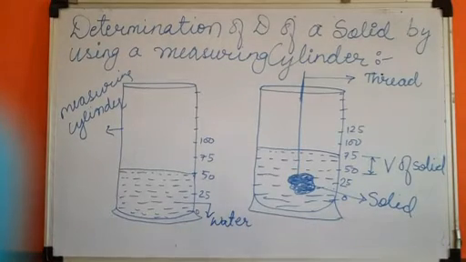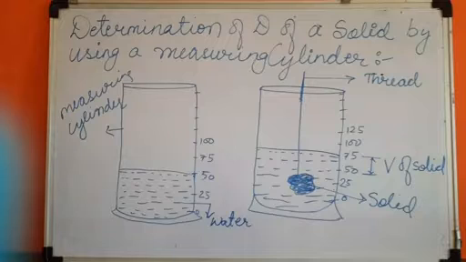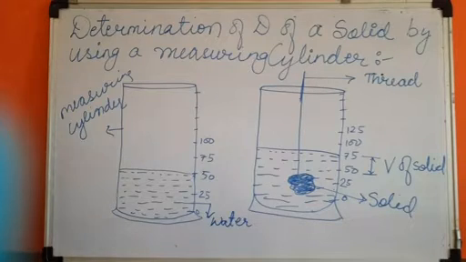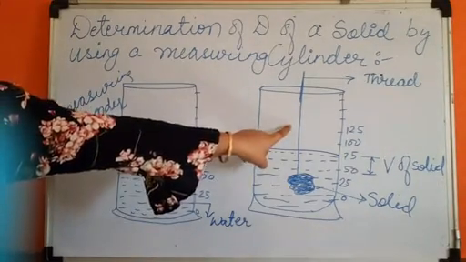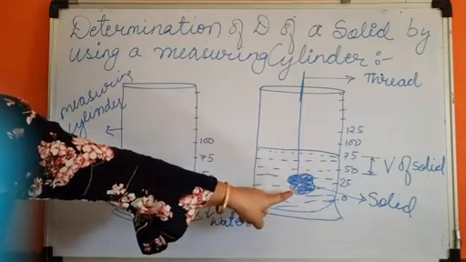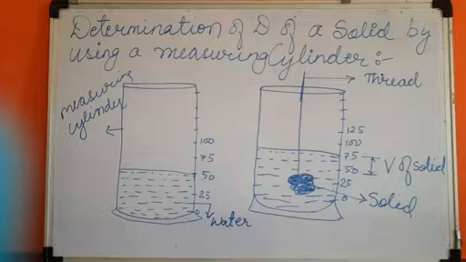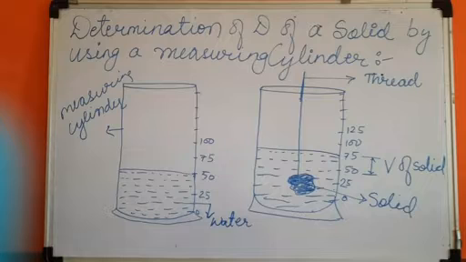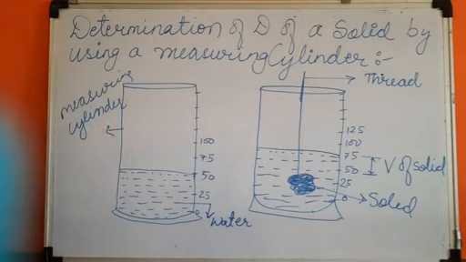Determination of density of a solid by using a measuring cylinder. What materials do we need? A measuring cylinder, a cotton thread, a solid for which we need to determine the density, and water. To determine the density of a solid, we must know the mass and the volume of the solid. If we know the mass and the volume, we can put these values in the formula D is equal to m upon v, and we can determine the value of the density.